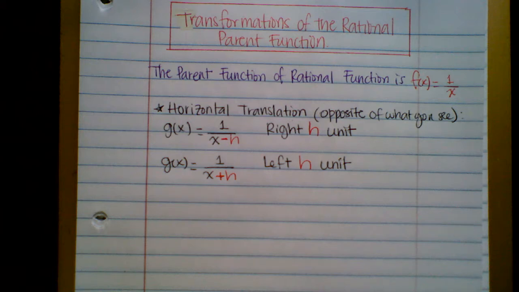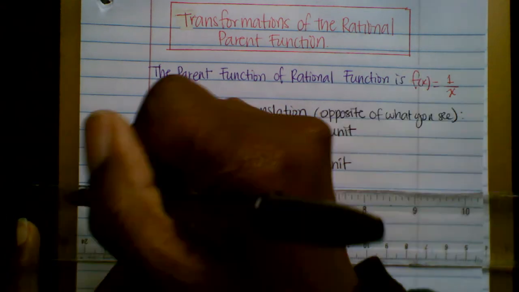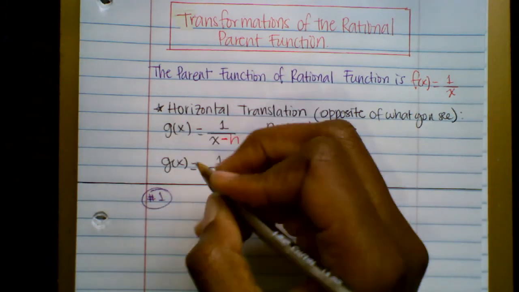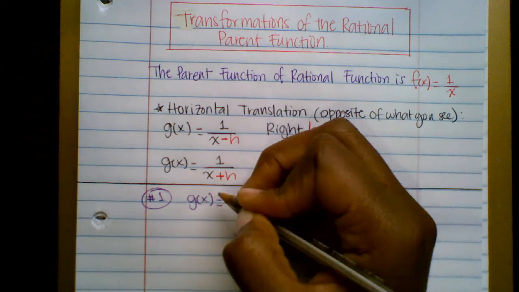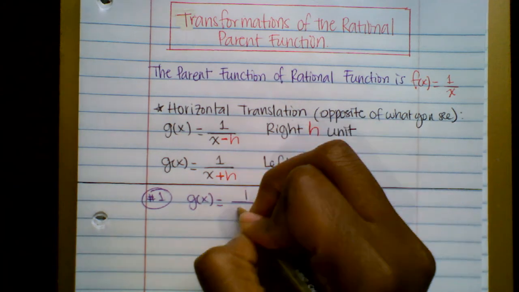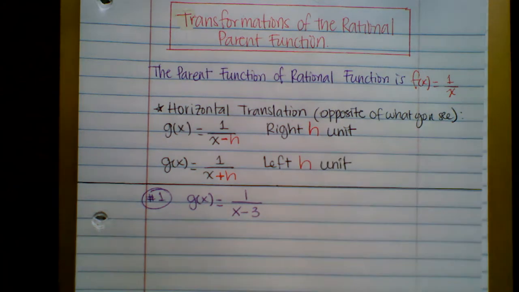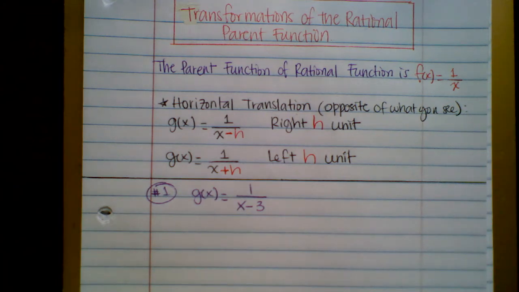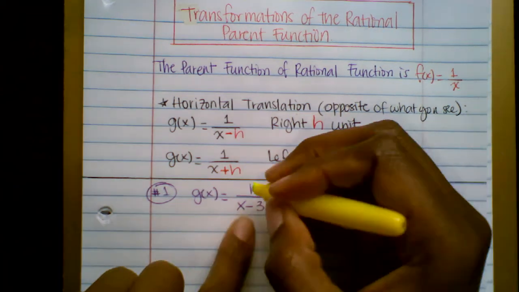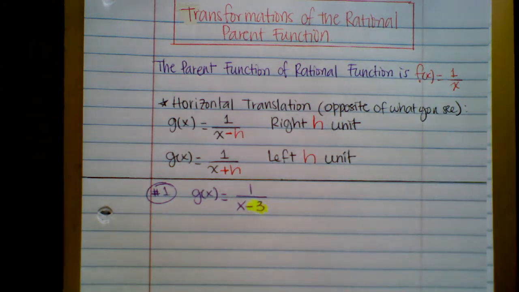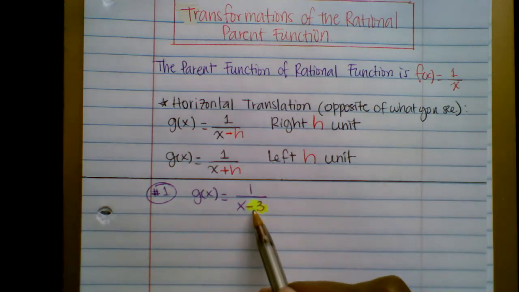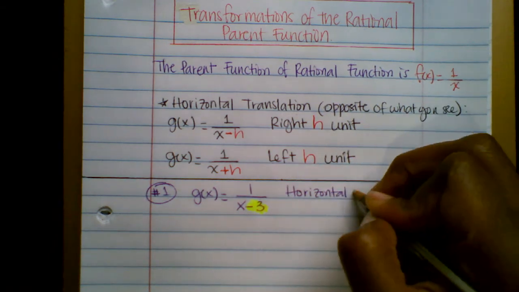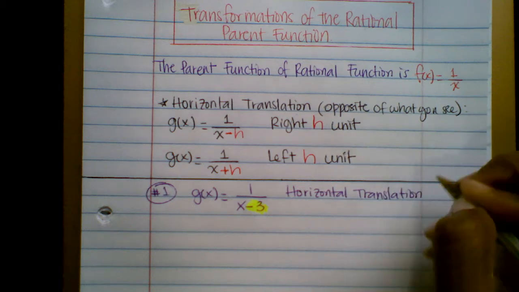Let me give you some examples for you to practice. The first example you're going to work on is number 1. You're given the function g of x equal to 1 over x minus 3. Let's describe the transformation. You look at the denominator, and there's a number by the x, a minus 3. So what kind of transformation do we have here? Don't think about the minus 3 yet, it's going to be a horizontal translation for sure, because it's affecting the x.